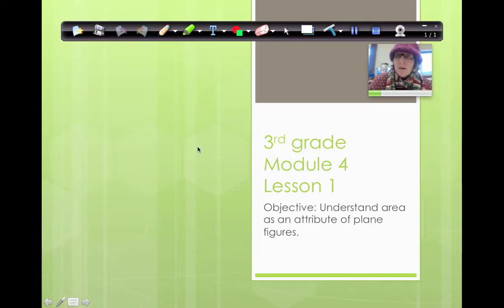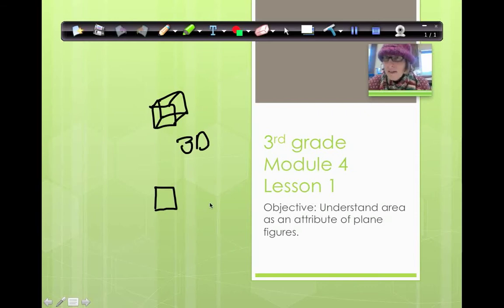So, let me draw something here for you. Okay, if I have something that looks like this, it is not considered a plane figure. This would be a 3D figure. A plane figure would be like this. It's flat, it's on one plane. A 3D figure may have lots of planes. So each one of these sides would be a plane. But this is called a plane figure.